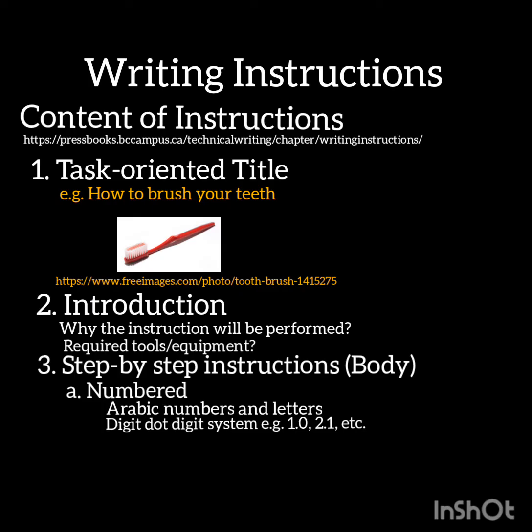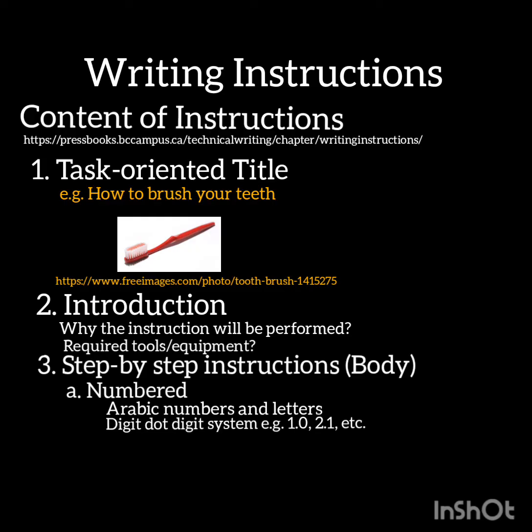Or you can use the digit-dot-digit decimal system, where sections are numbered with successive Arabic numbers, a dot and a 0. So for example, instruction number 1, 1.0, number 2, 2.1, number 3, 3.1, and so on and so forth. So it's important that you adopt a consistent numbering style, and the digit-dot-digit decimal system is one way of making sure that your instructions are in a graded order and they show the required subsections.